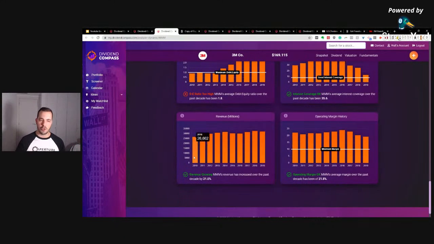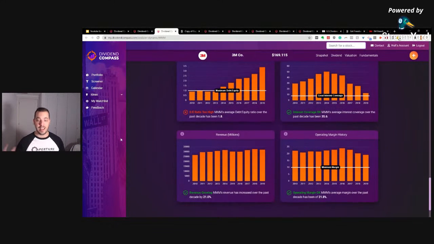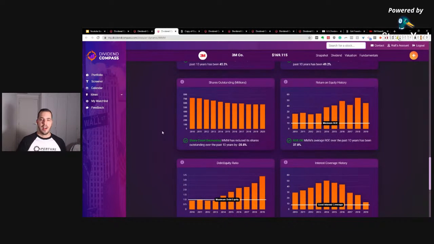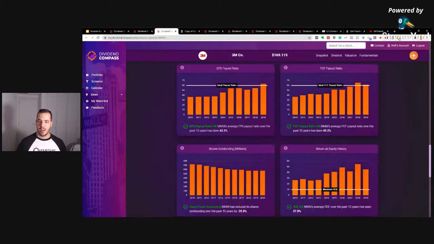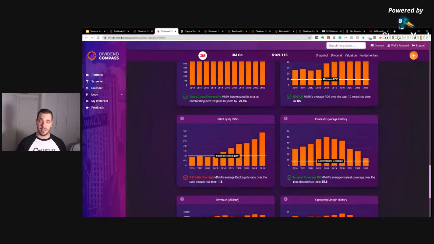Its revenue has increased quite significantly over the last 10 years. Operating margin is good. It makes some solid margins, and again that comes from competitive advantages amongst many things. Anyway, I'm not going to go super into detail, but I just want to show you, real quick, the amount of data you can have at your fingertips with Dividend Compass.